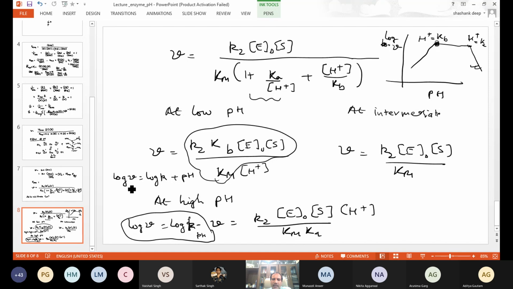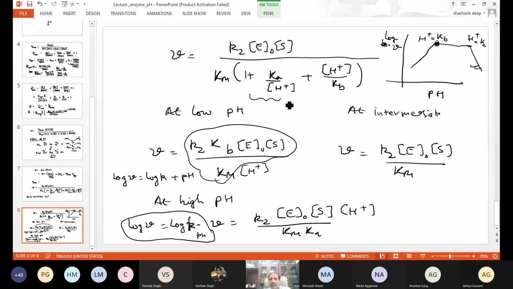So if I plot log V versus pH, there will be an increase with the slope equal to log K. So this is what you are seeing in the low pH range. Okay, so if I plot log V versus pH, I will get a straight line.